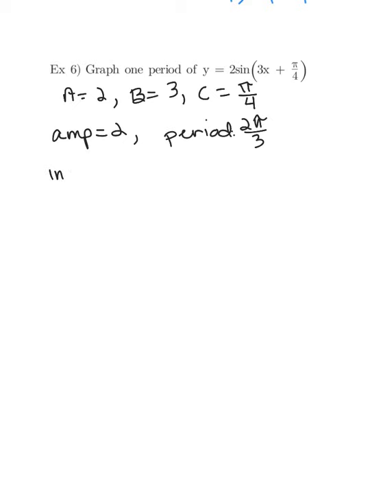For the increments, we're going to take that period length that we just found of 2 pi over 3 and divide by 4, or since this is already a fraction, we're going to multiply by 1/4. That's going to give us 2 pi over 12, or pi over 6.